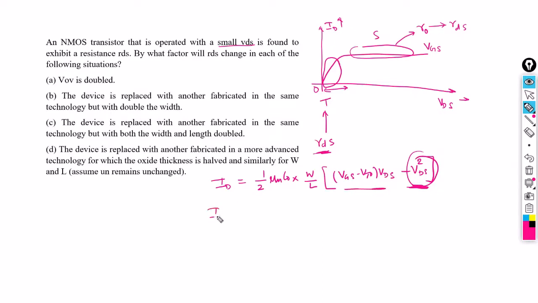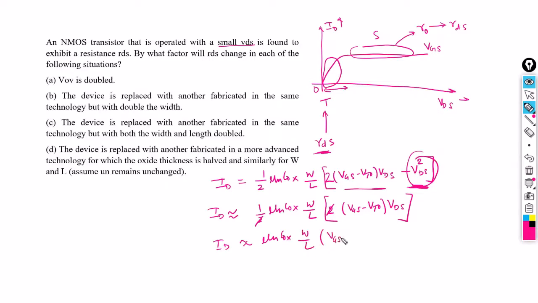So approximated formula for drain current in triode region can be written as half mu n COX W by L. So sorry, I forgot 2 here, so you have to write 2 here, 2 into VGS minus VT0 into VDS. So this 2 and this 2 will cancel out. So now you can write your ID as mu n COX W by L, VGS minus VT0 into VDS.